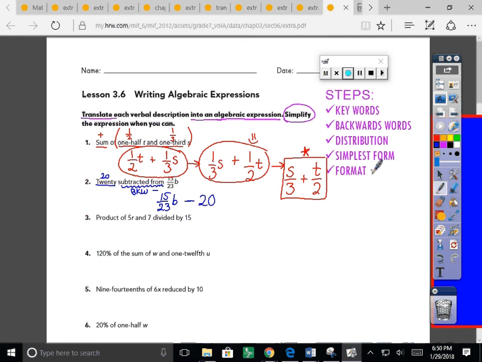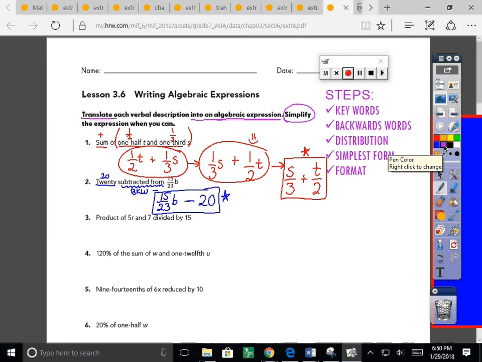And let's talk about format. Do the variables come before the constants? The answer here would be yes. You also might want to check your fraction. Can you simplify 15/23? Well, not in this case. This is a final answer. Can't get much better than that. All right, let's move on.